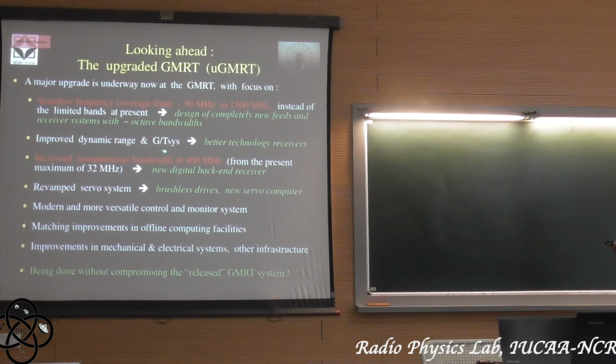And while doing that, the aim was to improve the sensitivity. That means make it a little bit better, a little bit less noise if possible, a little bit more gain if possible, and so on. So that is measured by the ratio of the gain to the system temperature. Try to improve that with better technology of the receivers, and then try to increase the instantaneous bandwidth that you can use. Although you may be saying that I can receive signal anywhere from say 50 or 100 to 1500 megahertz, how much of it can you take in one go?